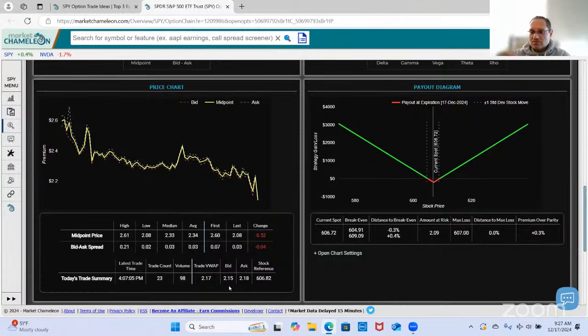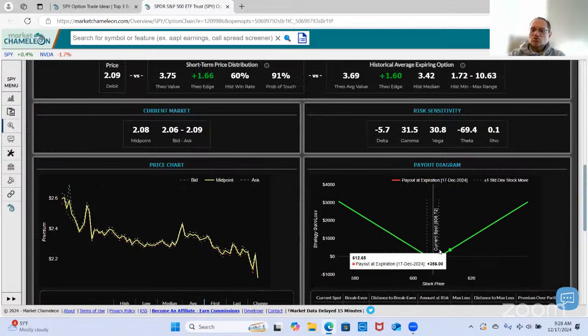What was the average price? The VWAP price, that's $2.17. And when it traded at 217, the VWAP of the bid and offer is 215, 218. So it looks like maybe there were orders coming in on the bid side and got a slight price improvement. So this just gives us an idea potentially how the order flow in this straddle was coming in, and that it was closer to the ask price, but there was room. Looks like there was some price improvement. And the stock reference price VWAP was 606.82.